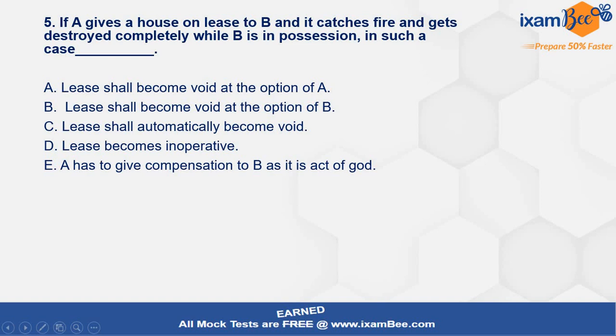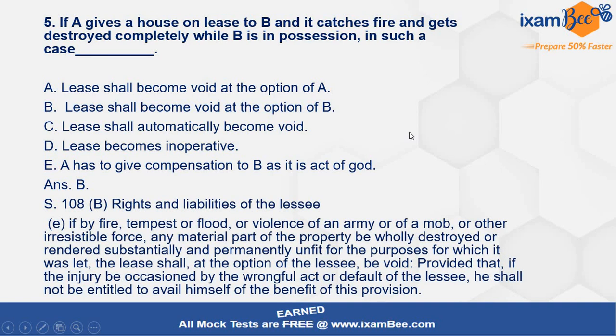Now, this is also a very interesting question, I would say, and this is actually directly picked from a section. Section 108 deals with the rights and liabilities of the lessee. So according to that, lease shall become void at the option of B. This is the correct option, and this situation has been mentioned in sub-clause E of section 108, that if by fire, tempest or flood or violence any kind of destruction is caused to the material part of the property, then the option will rest with the lessee basically. So in this situation also B is having the option.